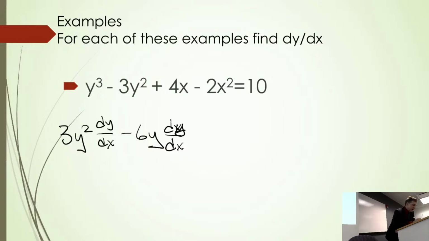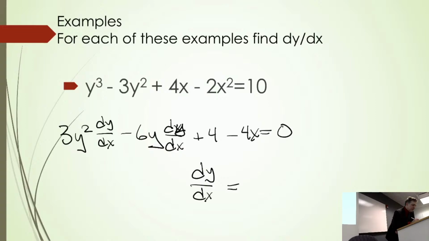What's the derivative of 4x? 4. Beautiful. And then we have Thomas, derivative of 2x squared. All right, almost done. Last thing, Ethan, bring us home. What's the derivative of 10? 0. Beautiful. So now we just have to solve this for dy over dx.